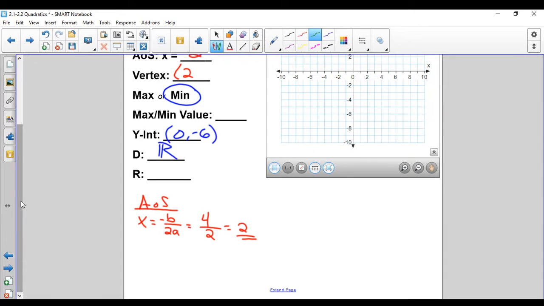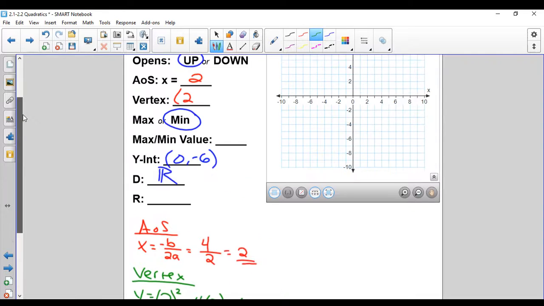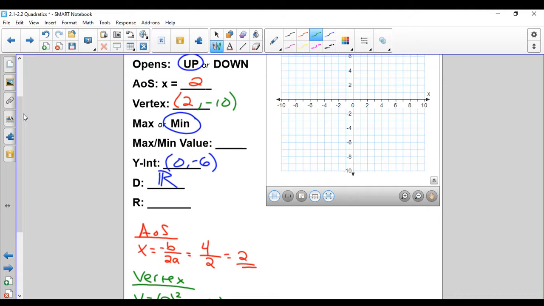Now we move on, find our vertex. We do that by taking our axis of symmetry and plugging it in. We got 4 minus 8 minus 6, we get -10. So our vertex is 2, -10. And that helps us out with the rest. Our minimum value is -10. Our range is -10 up to infinity. That helped us with everything else.